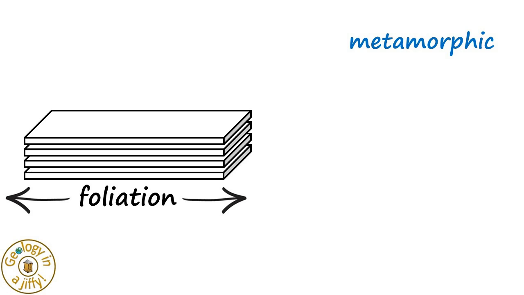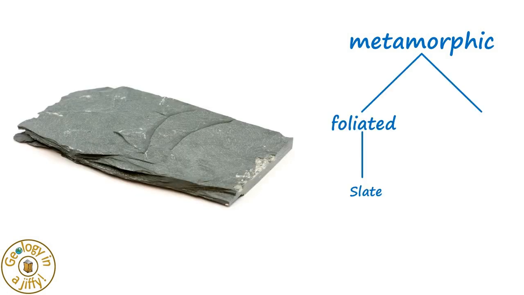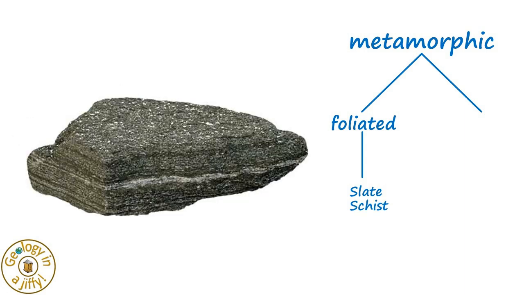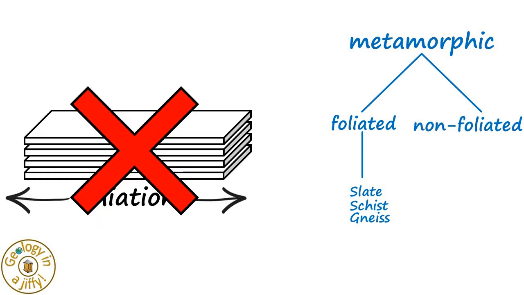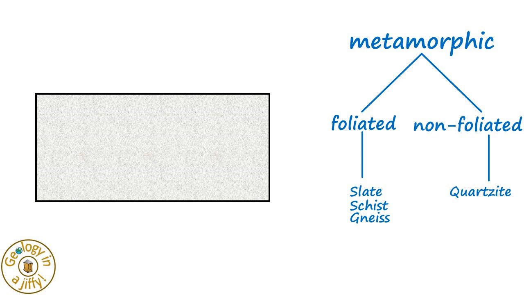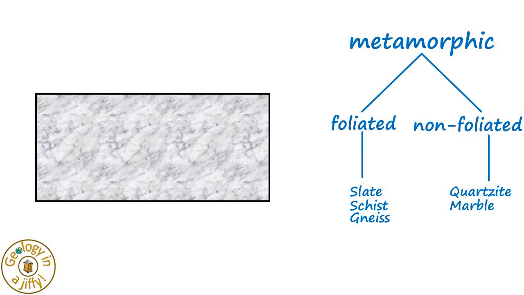foliation, giving us foliated metamorphic rocks, such as slate at lower grades of metamorphism, then schists at higher grades, to gneiss at the highest grades of deformation. Non-foliated metamorphic rocks do not show foliations, with quartzite being formed from older rocks such as sandstone, and marble from older limestones or marbles.